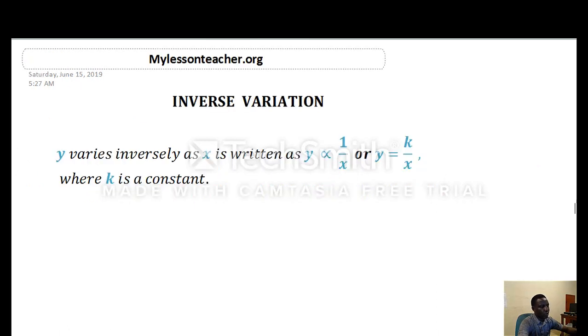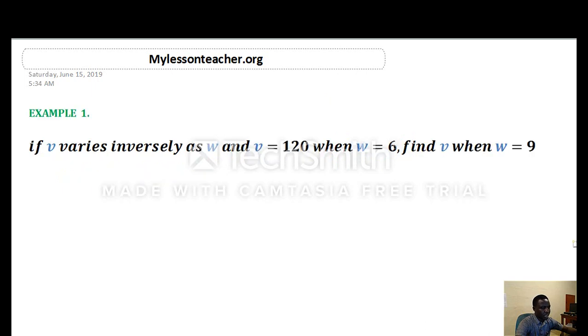Inverse variation, we said, is the relationship between two or more quantities, whereby an increase in one quantity leads to a corresponding decrease in another quantity. In inverse variation, we said y varies inversely as x is written as y is directly proportional to 1 over x, or in equation form, y is equal to k over x, where k is a constant. Let's take some examples on inverse variation.